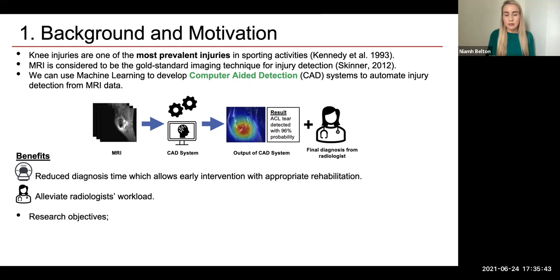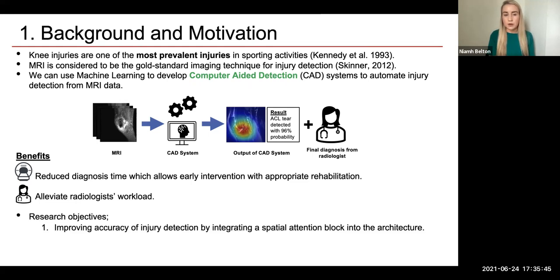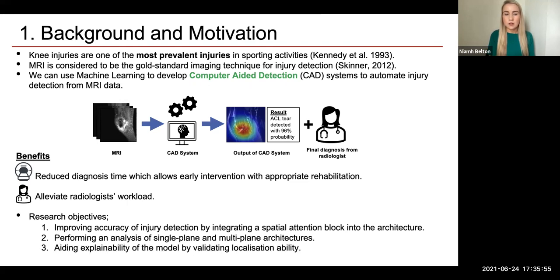The main research objectives of our work were to firstly improve the accuracy of injury detection by integrating a spatial attention block into the architecture. Secondly, performing an analysis of single plane and multi-plane architectures. Thirdly, aiding the explainability of the model by validating localization ability and by extracting features.